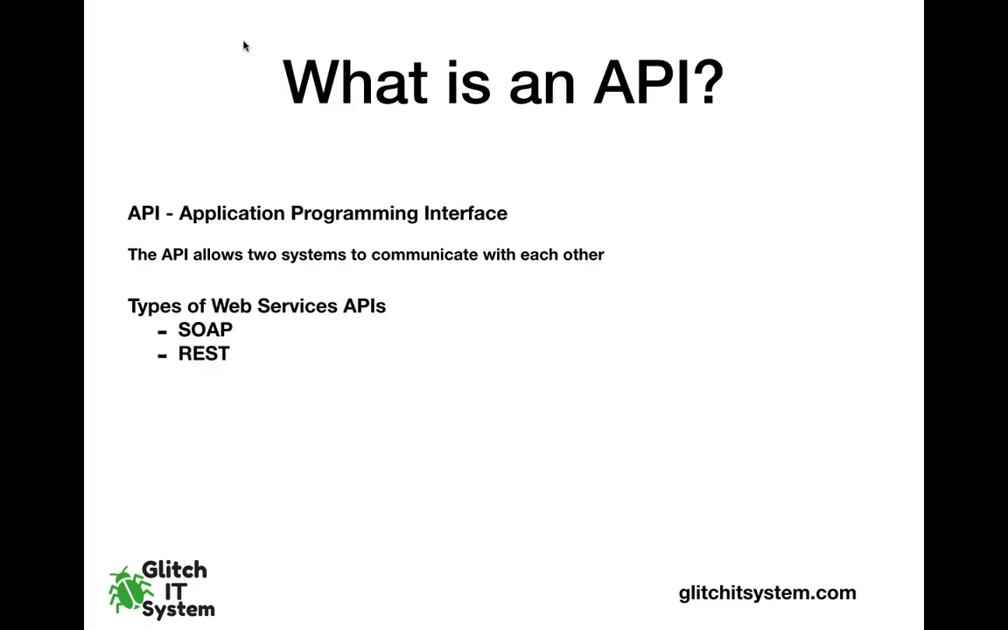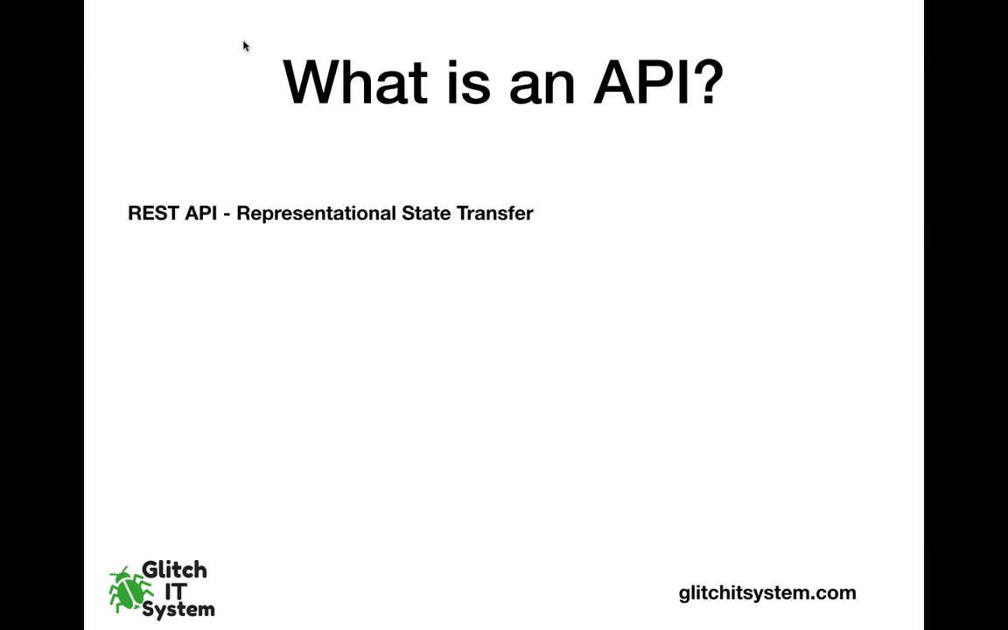So there are two typical types of web service APIs. So there is SOAP or there is REST. And some popular APIs that are out there that you can look up and use, and these are free to use, are Google Maps, YouTube, Facebook, and Twitter. So in this course, we're going to be dealing with REST APIs. What REST stands for is Representational State Transfer.